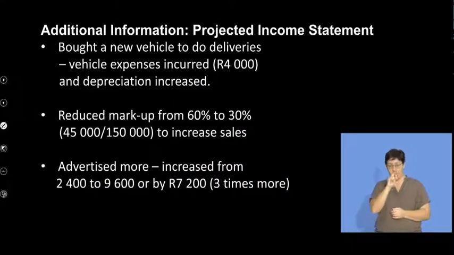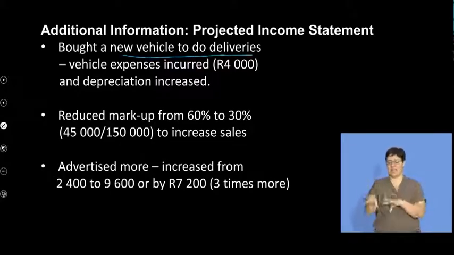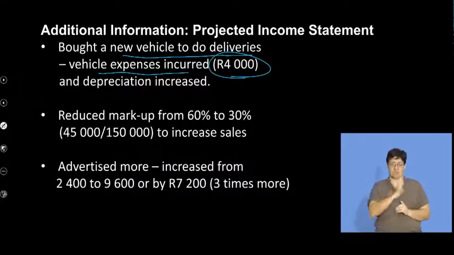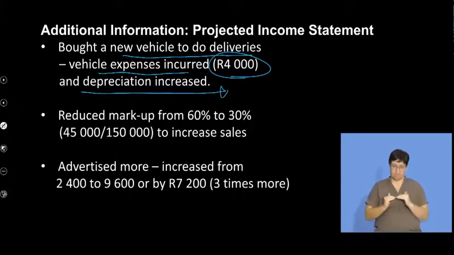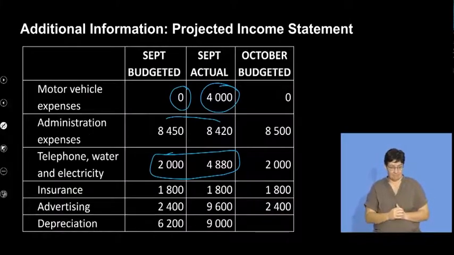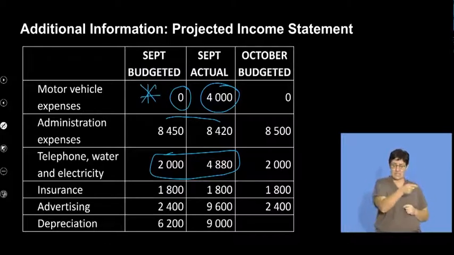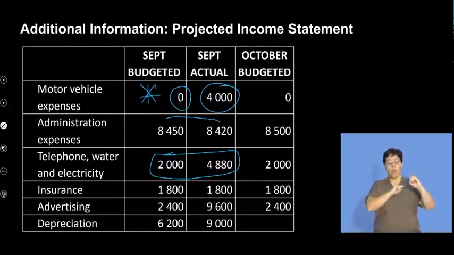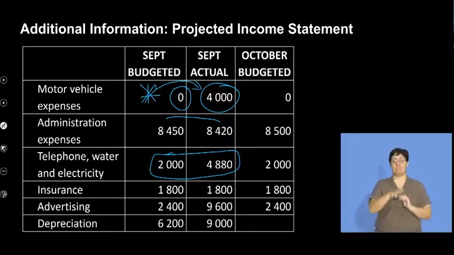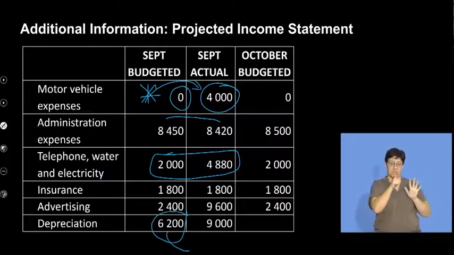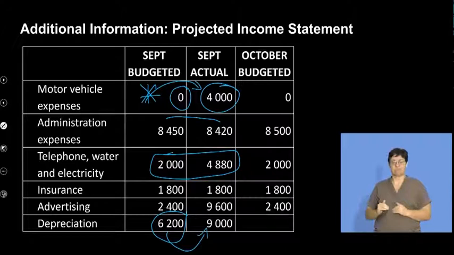So clearly you can see here that we bought a new vehicle to do deliveries, right? And your vehicle expenses went up to 4,000 Rand and your depreciation increased. Watch, you had a zero budget for your vehicle expenses, but because of the competition, because of the new vehicle that you bought, clearly you can see the expenses went up to 4,000 Rand. Not only that, your depreciation increased from 6,200 to 9,000 Rand.